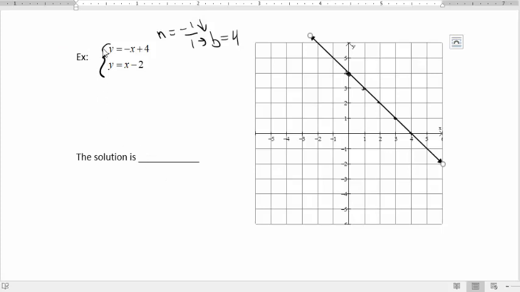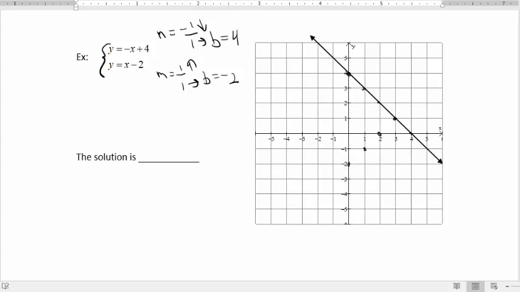And then when I connect, I end up getting that straight line there. And then I'm going to do the same thing with the other line, right? The other line has a slope of 1 over 1 and a y-intercept of negative 2. So I'm going to start at (0, -2), and then I'm going to move up 1 and right 1, up 1, right 1, up 1, right 1. You can see right there that's where they're going to cross.